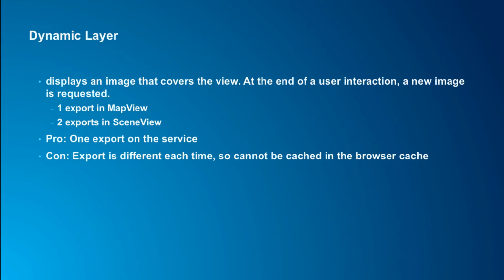So the custom dynamic layer. The dynamic layer is a layer that displays a single image, actually 2 in the case of the SceneView, to cover the entire area of your map. So the user interacts, pans around, and then finishes the interaction. Now the layer view will issue a new request to get a new image, and when that request succeeds, it will display it. What is nice about it is that you have few exports, done only at the end of an interaction. But the problem is that when it generates a URL, this URL is most likely different every single time because the envelope, the bounding box, is different. So it cannot be cached in the browser.